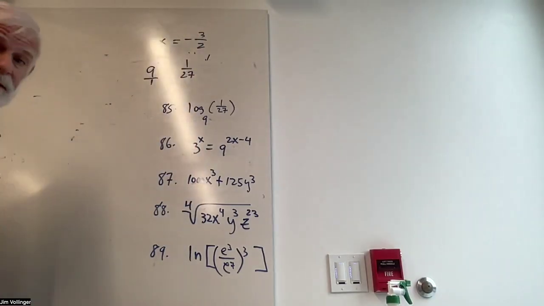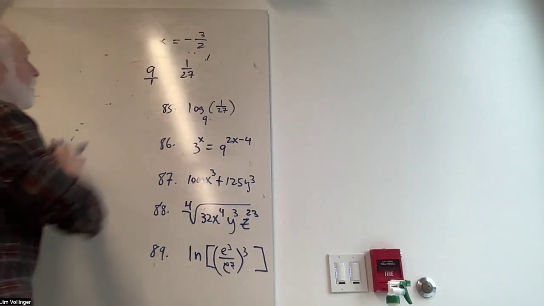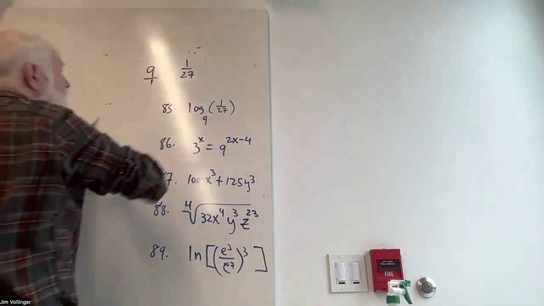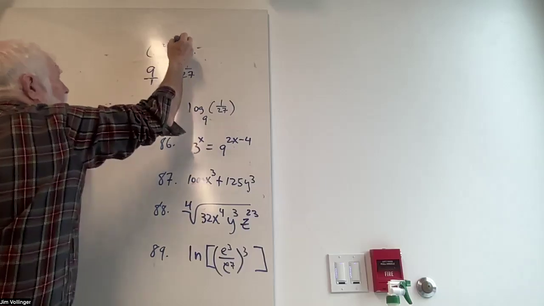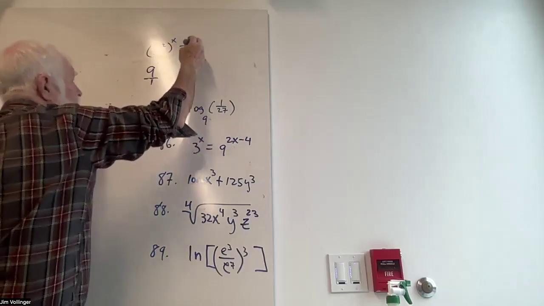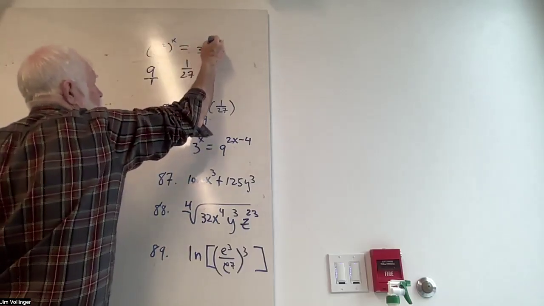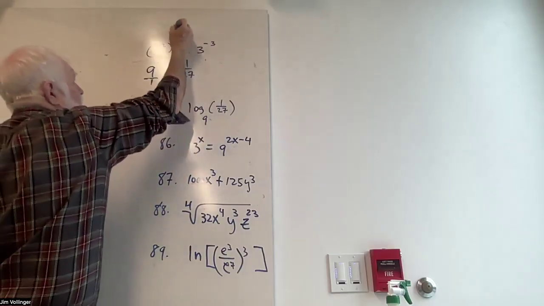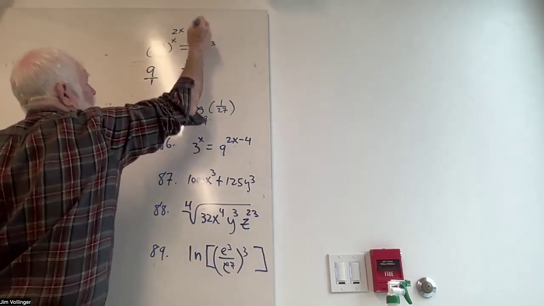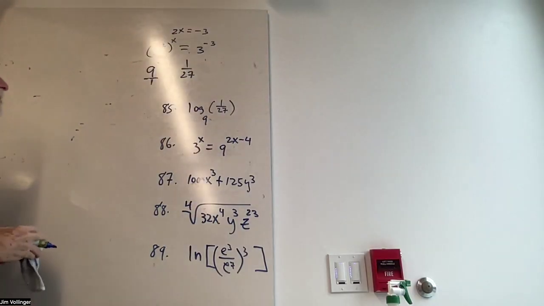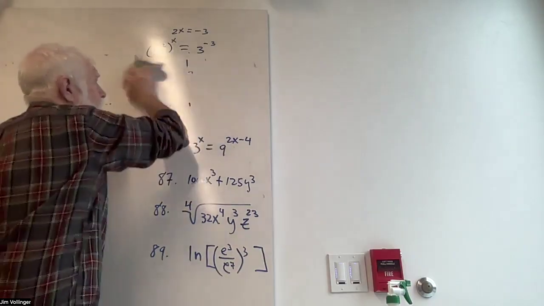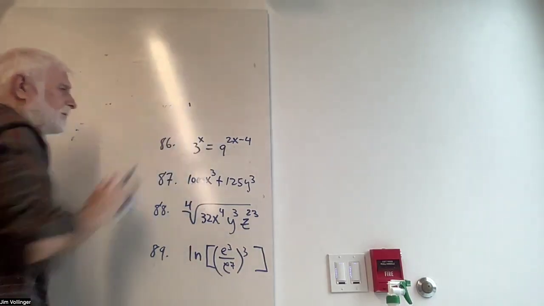So I'm hoping you're at that stage. If not, then we got to do the mechanics. 9 is 3 squared. We need to get the same base, but we can't really compare exponents. That's 3 to the minus 3. So 2 times x equals minus 3, and my rotator cuff isn't going any higher. So I hope you can see minus 3 over 2. Almost done with these.